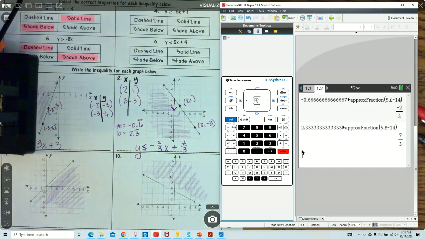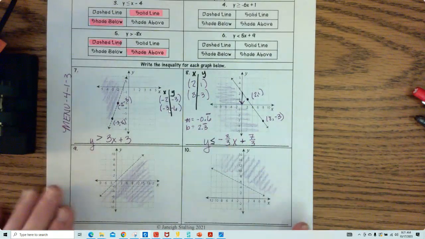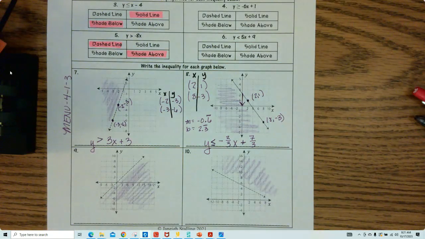If you get stuck, you start getting twisted, let me know. You want me to check? Absolutely, I will check for you. On number 9, is the shading below? Yes.